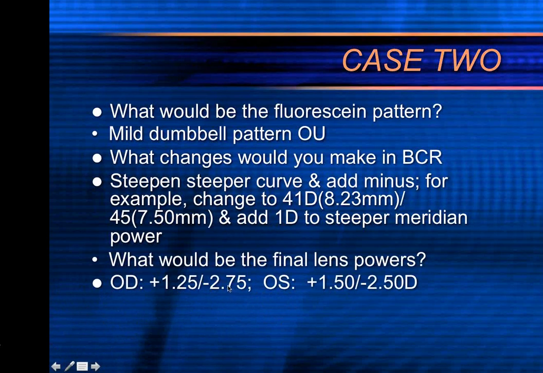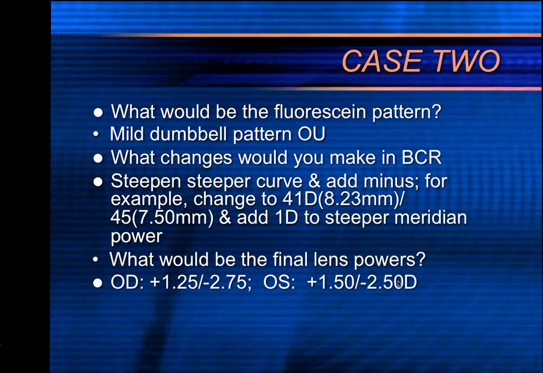So remember, we had 1.75 in this meridian. Now it's going to be 2.75 because we went a diopter steeper. There's that SAM factor, steep add minus. We did likewise in the left eye. We had a 1.50 based on our overrefraction. We steepened it a diopter, so we're ordering a 2.50. So again, your high astigmat.